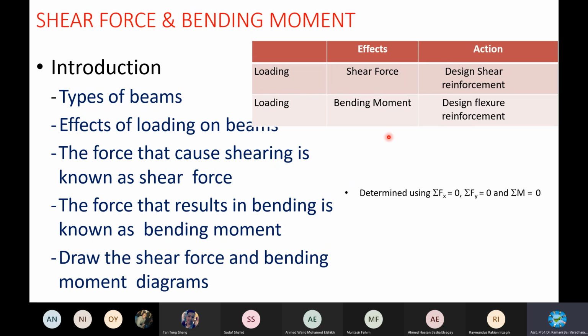We can draw these diagrams. Loading may have the effect of shear force or bending moment. Altogether, this is the response of the member to withstand the load. All the vertical loads are converted into shear force, and horizontal loads are converted into a couple, which is bending moment. By means of these two responses, the member is stable for any type of loading that is coming on the building or the member.